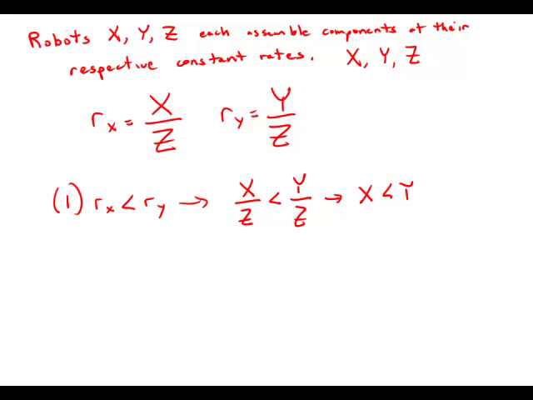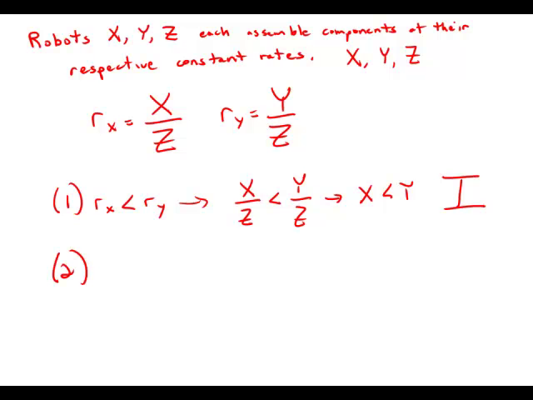So that's interesting. Statement number 1 tells us that Y works faster than X, but this tells us no information about how Z compares to either of them. So this statement by itself is insufficient. So we'll leave that alone. Block statement 1 out of your mind.